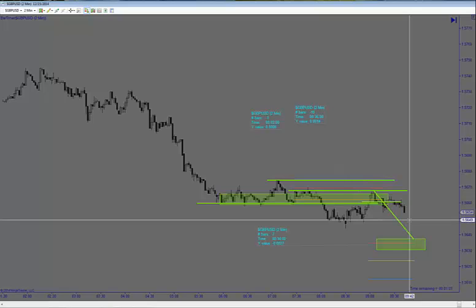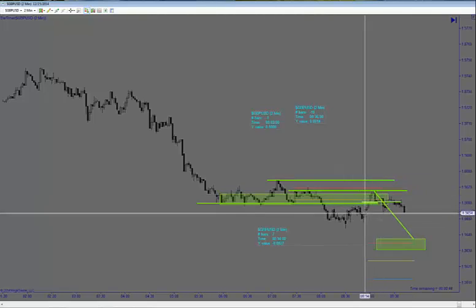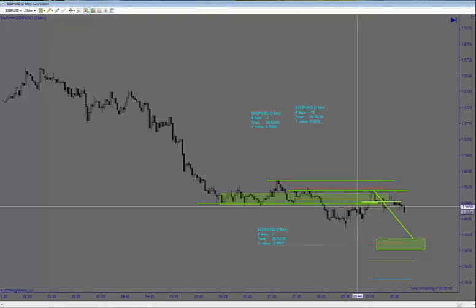Yes. The question is asked, isn't it better to short in the golden zone because of better risk reward? Yes, but did price give us the information that we needed to get into the trade in the golden zone? This is the golden zone. How did price approach that? Look at the strength. Look at the projection.